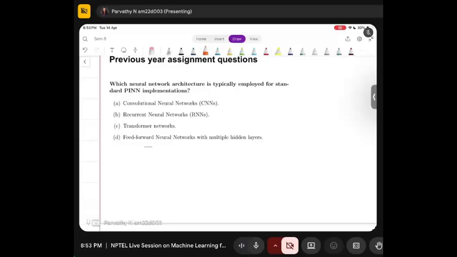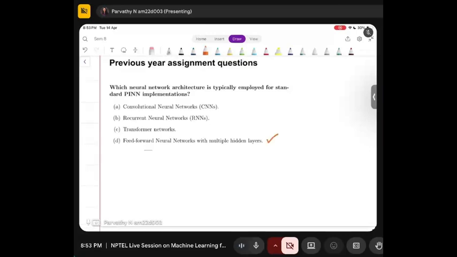So standard physics-informed neural networks use feed-forward neural networks with multiple hidden layers and activation functions like tanh, sine, etc. FNNs are chosen for their universal approximation and simplicity. CNNs and RNNs are specialized for grid structure or temporal data, while transformers are overkill for most PDE problems. So it's mainly the feed-forward neural network with multiple hidden layers that is used.